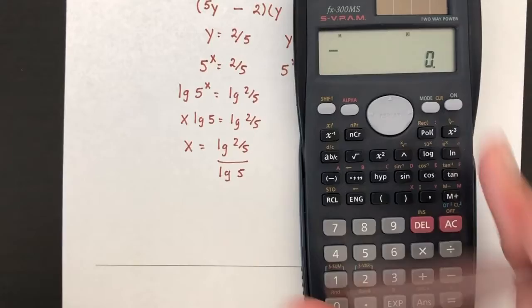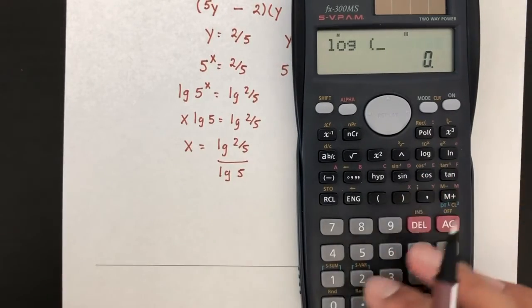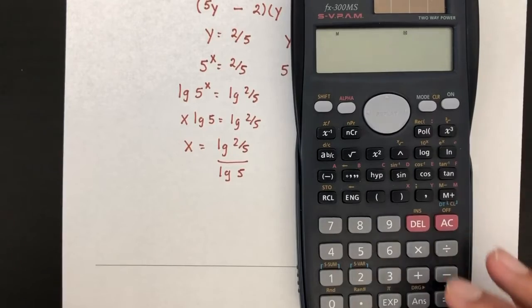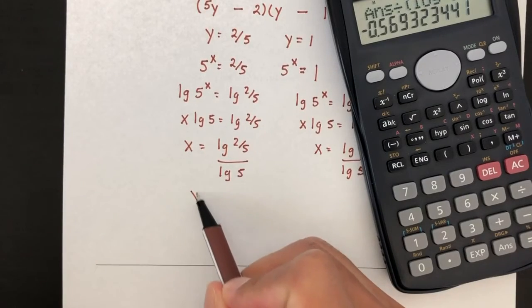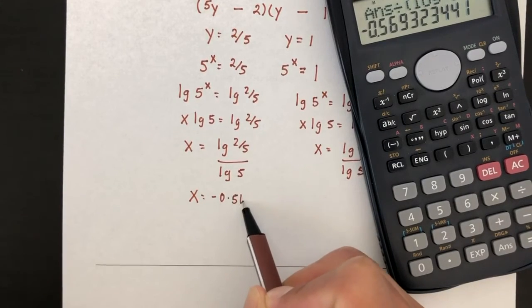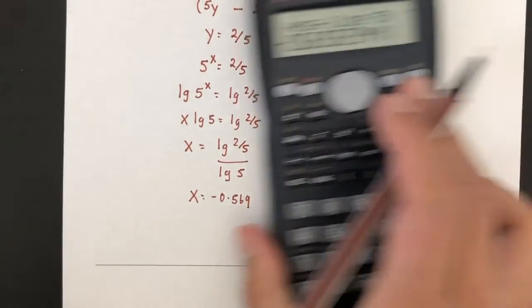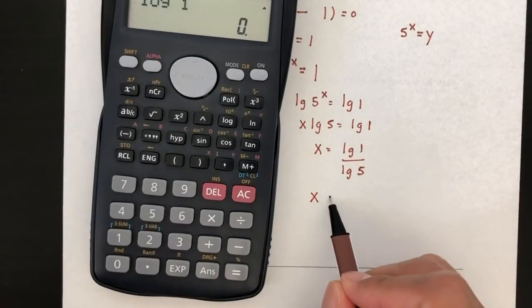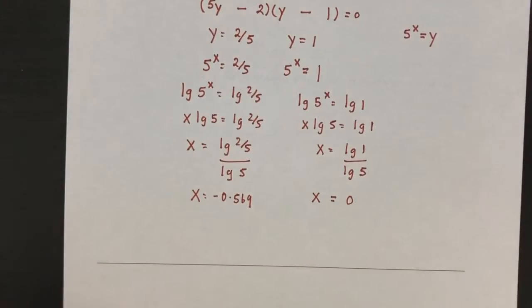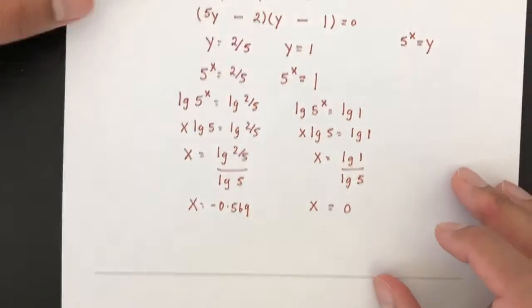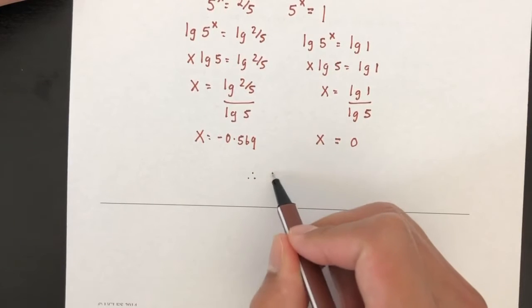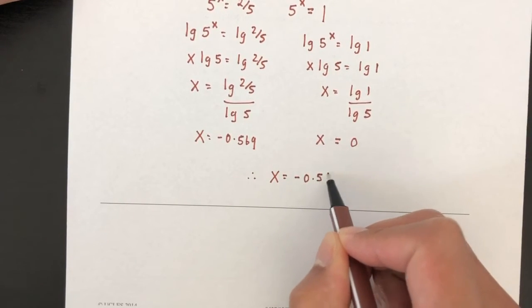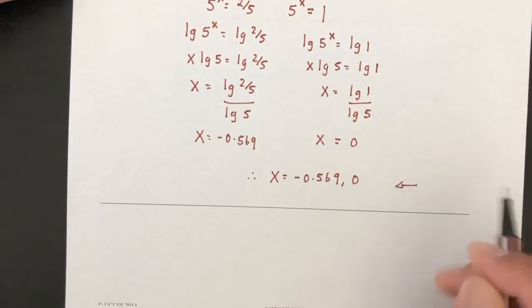Okay, so let's simplify. First one is log of 2 over 5 divided by log of 5. That should be x is minus 0.569. And now for this one, what is log of 1? That will be 0. Okay, so the two values of x. Let's see if they have any condition. So x can be not any values. So the values of x can be minus 0.569, or can be 0. This is your values of x, and that is your question number 4.